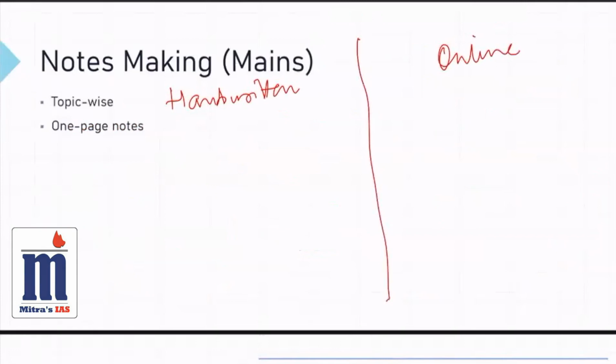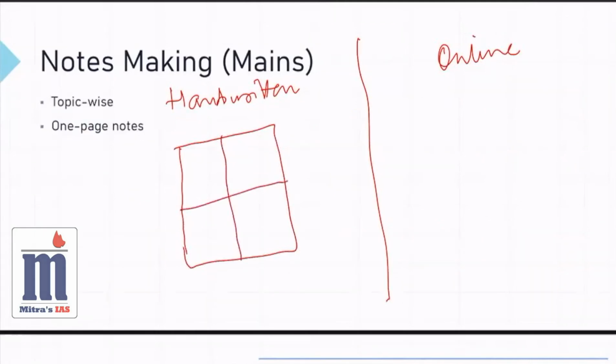So how do you make notes for mains? First you have to segregate topics, like for GS2, you should have topic-wise segregation. And for one topic, try to make a 1-page note. How do you make a 1-page note? Divide your page in 4 parts. Here you will write the positive. Here you will write the negative. Here you will write the facts.